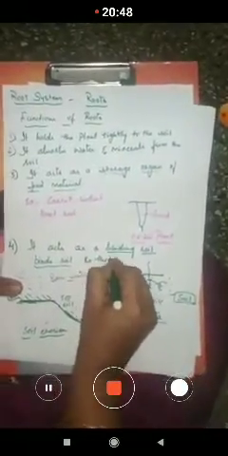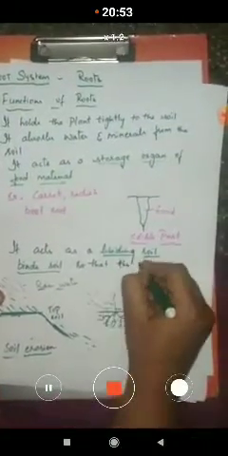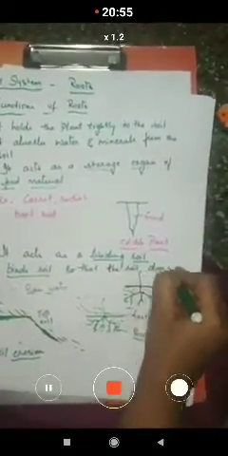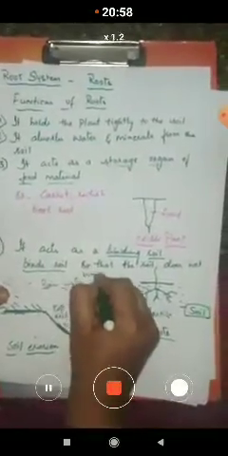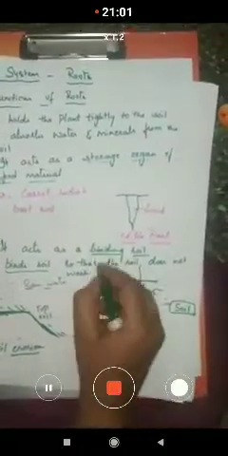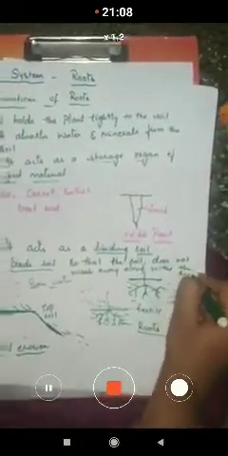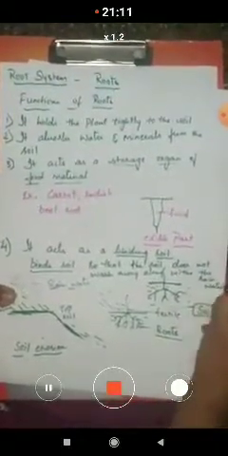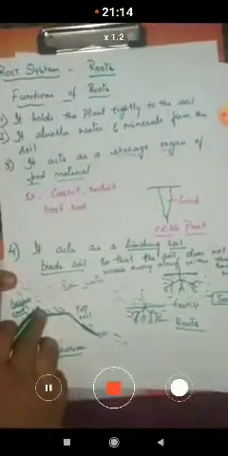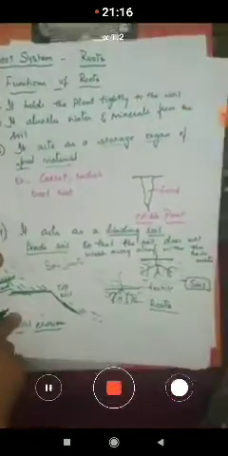It binds the soil in such a way that the soil does not wash away along with the rainwater. Yes, so these are the four functions of the root system.